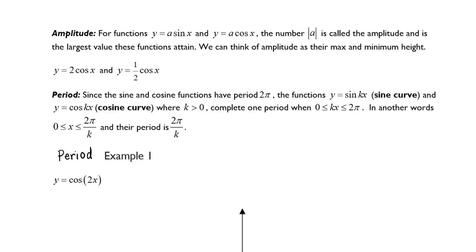We're now going to look at amplitude. For functions y equals a sine of x and y equals a cosine of x, the number a in absolute value, because we're talking about a distance, we're not necessarily concerned with positive or negative, is called the amplitude and is the largest value these functions attain. We can think of amplitude as their max and min height. So if we were given y equals 2 cosine of x, the amplitude is 2.